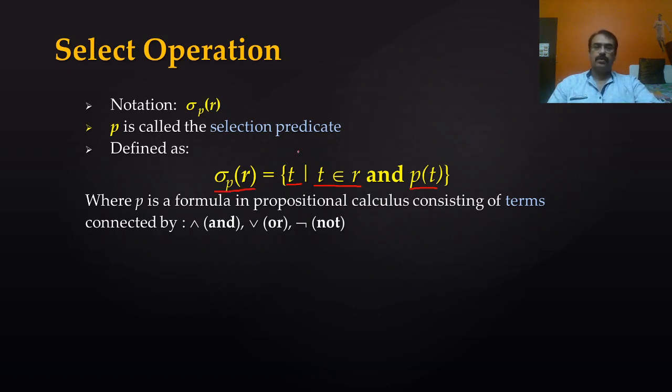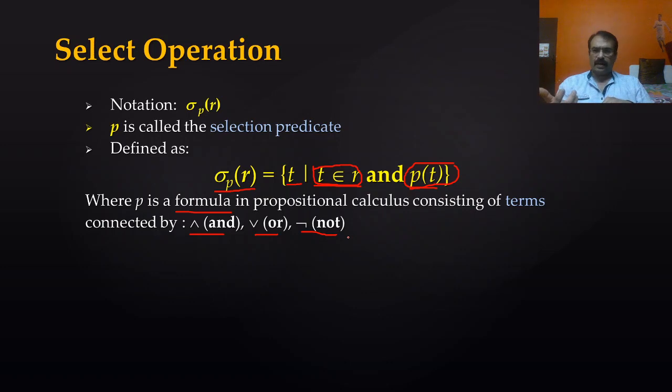Sigma P R is equal to all those tuples t which belong to R and also satisfy the condition P. That means P is a formula in the propositional calculus consisting of terms connected by and, or, and not. So these conditions we can put. When we solve some queries, you'll understand how easily we can put all these things.